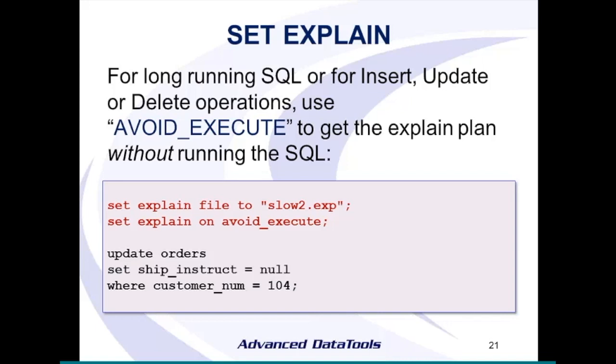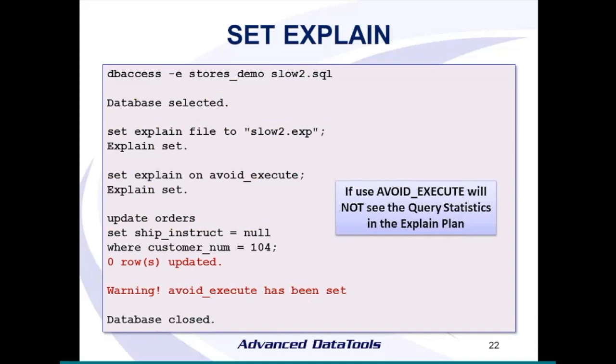When you do execute the file, you'll see that 0 rows have been changed, and depending on the version of Informix you're using, you'll see this message that it's just warning you that avoid execute has been set. Now, because the query didn't actually get to complete, because it didn't even run, then you will not see the query statistics, because it won't have actually calculated how many rows were read, how many rows were needed, and how long each part took. So it just can't show you anything.